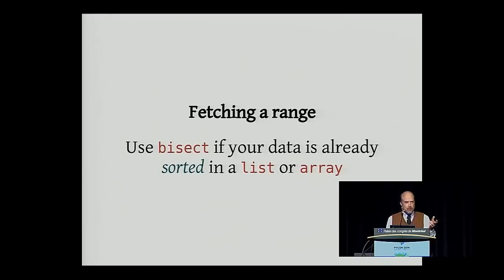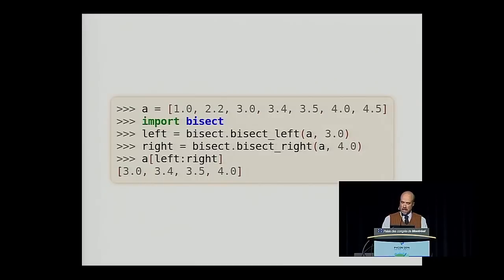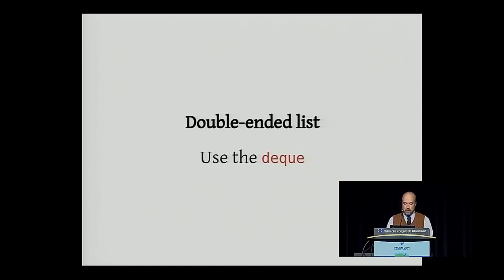First, dictionaries and lists are great for grabbing one thing or iterating over all the things. But what if you want to fetch a range of things? You can sort a list or array and use the bisect module. Let's say I want all the numbers between 3 and 4, and it does a really efficient binary search, narrowing in very quickly on where that range begins and ends so that you can pull it out of your list or array.